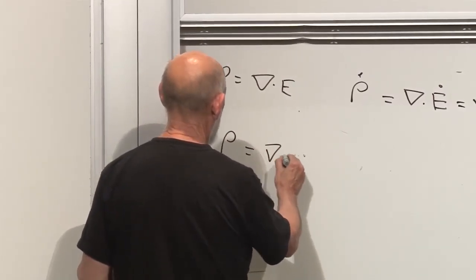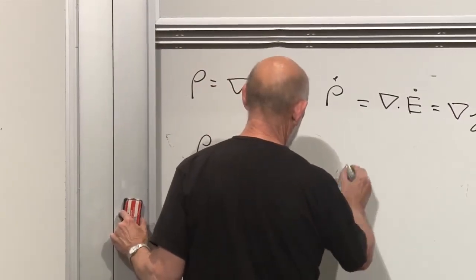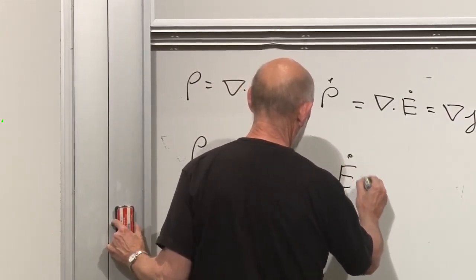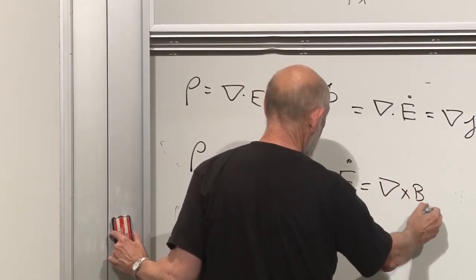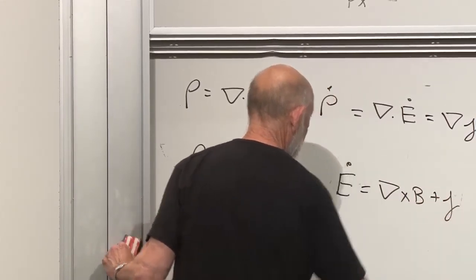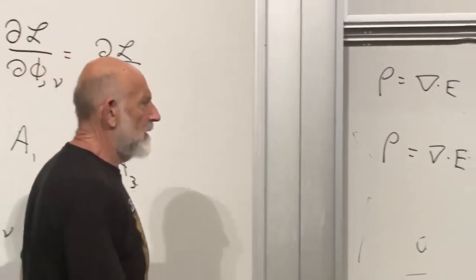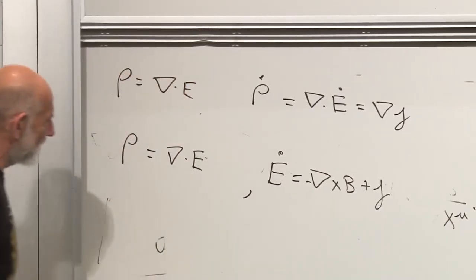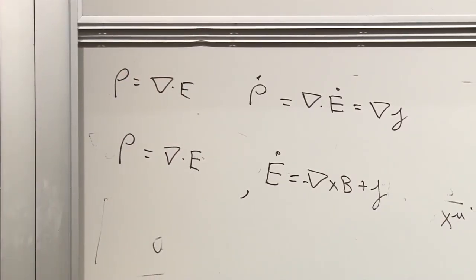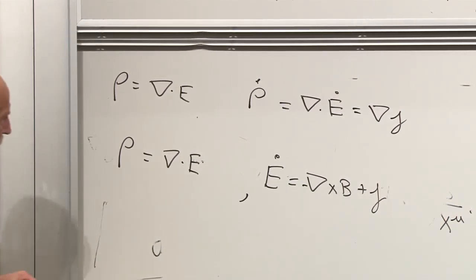Rho equals del dot E, and E dot is equal to, is it del cross B? It doesn't matter, plus J? Do I have that right? Minus del cross B. That's not going to make any difference. That's not going to help me. I think it's right, E dot, unless I have a sign error there, but I think it's right. All right, let's try it out.